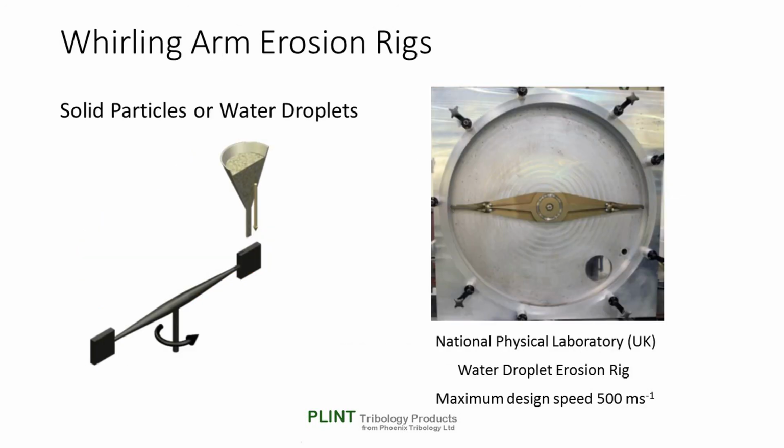In a whirling arm tester, impact occurs between a falling particle or water droplet and a fast-moving specimen attached to a rotating arm. Because of the potentially high tip speeds, rigs often operate under partial vacuum to reduce the effects of aerodynamic heating and turbulence. Tests with water droplets are performed to model the erosion of intermediate and low pressure blades in steam turbines caused by condensation in these stages.